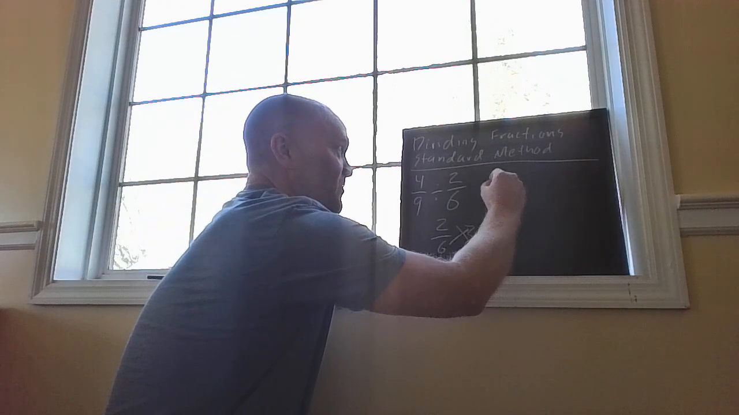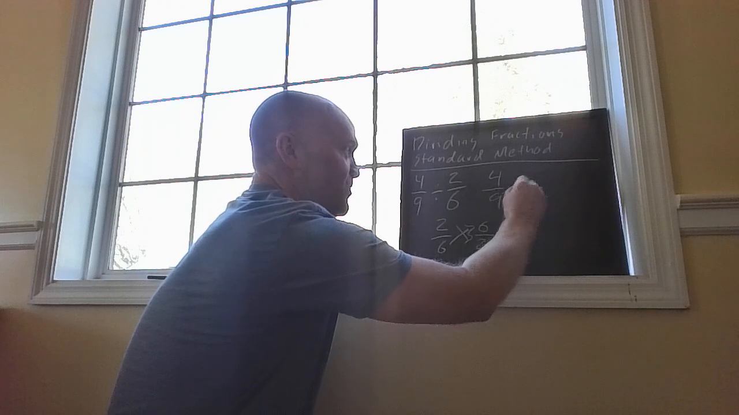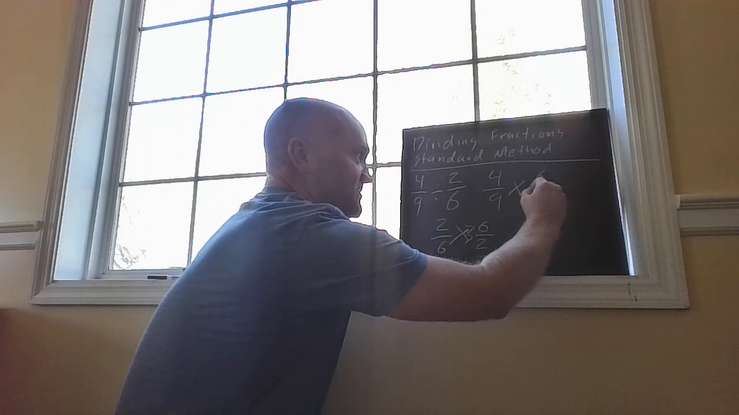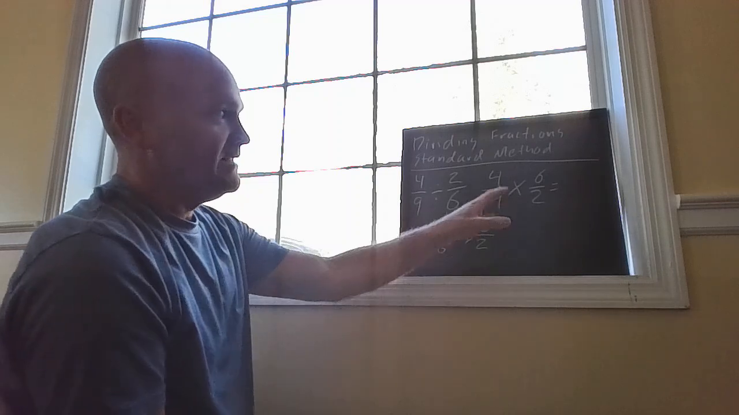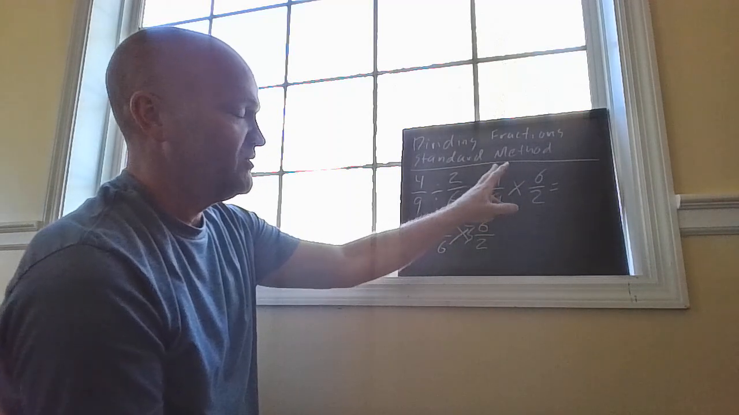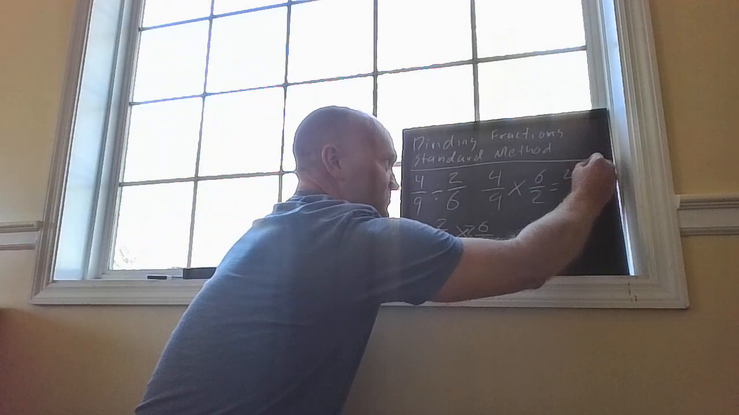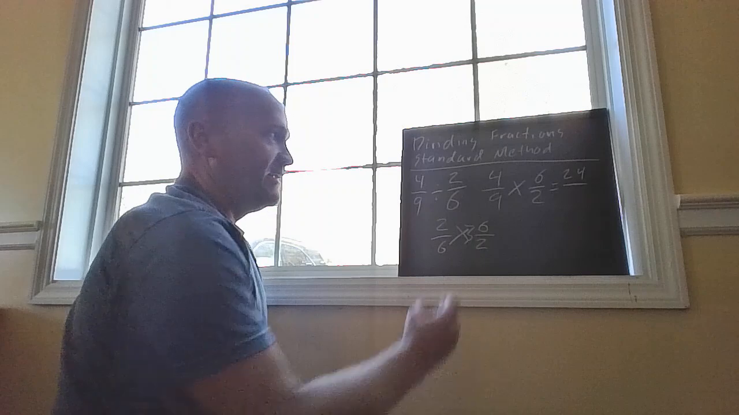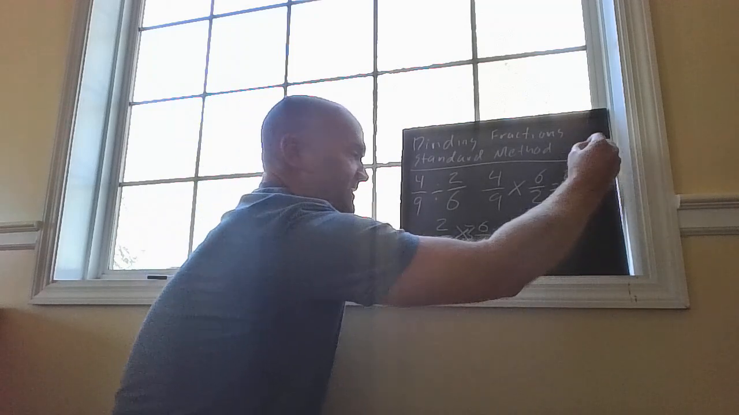And what we're going to do is take that first number where we didn't change it, and multiply it times the second number where we did change it. So I'm going to multiply my top two numbers, my numerators, 4 times 6. I know that is 24. And my denominators, 9 times 2. I know that is 18.